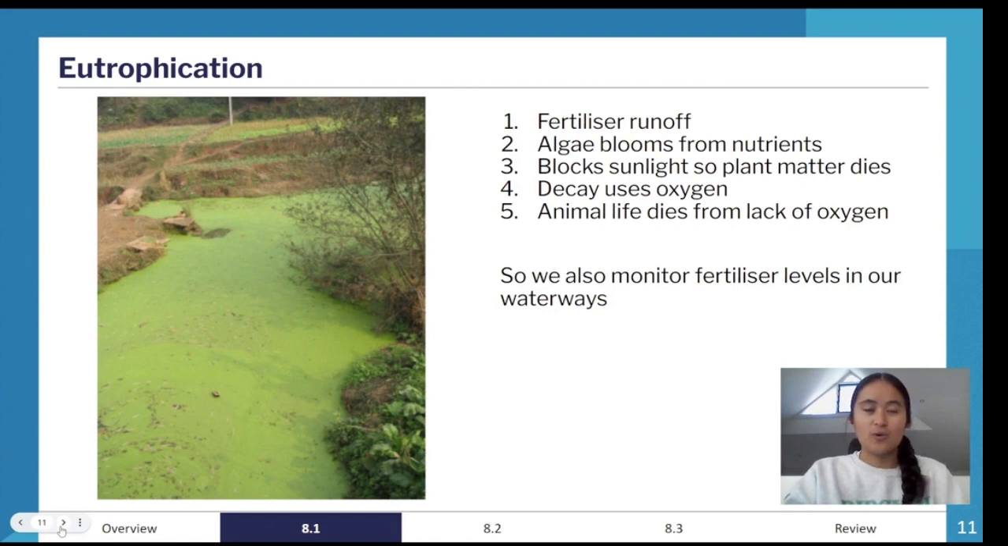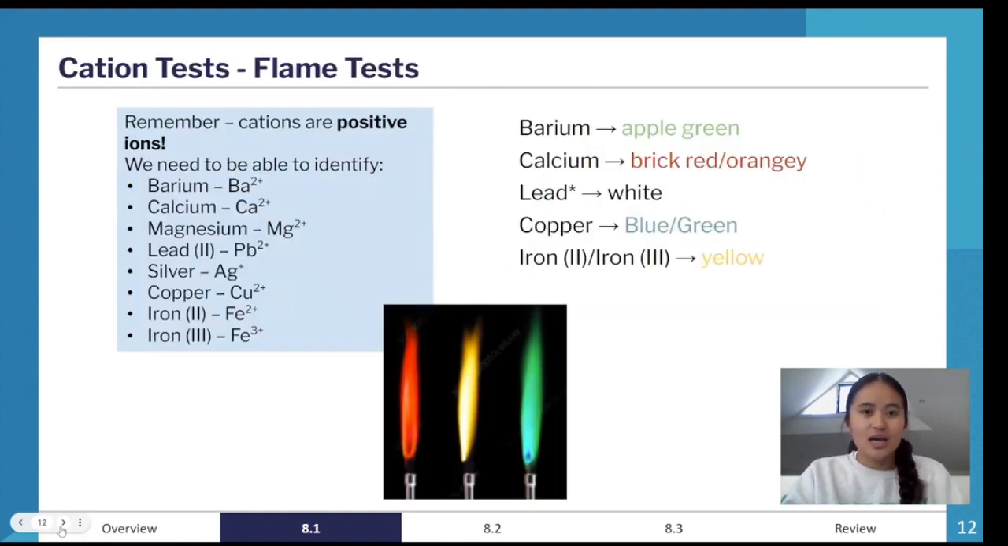Moving on to the qualitative investigations, identifying cations and anions. We'll start with cations. There are 3 ways that you can identify cations: the flame test, the precipitation reactions, and also complexation. For flame tests, really all it is, is being able to memorize the colors that go with each cation.